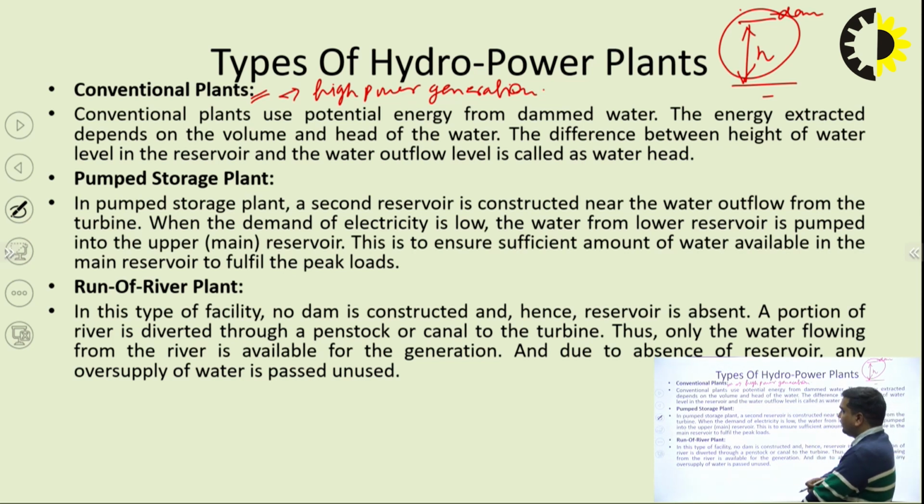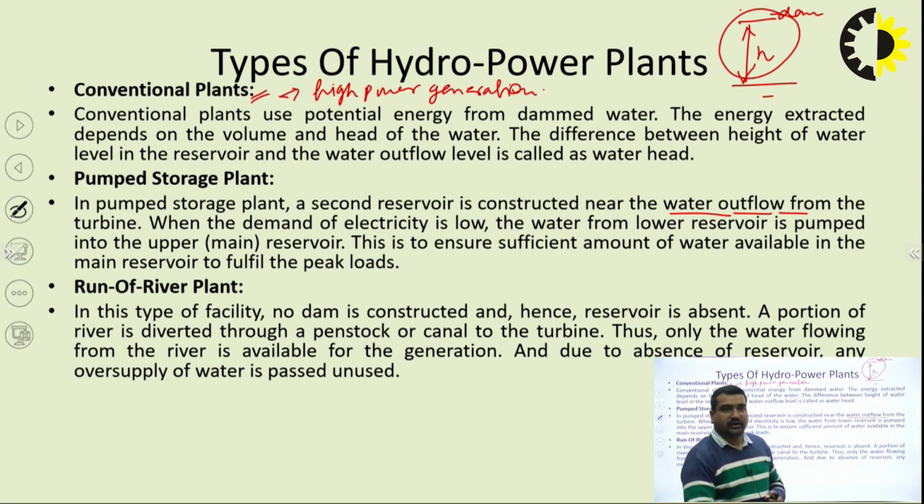Next comes the pumped storage plant. As the name makes clear, it is a pumped storage plant. In a pumped storage plant, a second reservoir is constructed near the water outflow, meaning after the water passes through the turbine, it is stored somewhere near the outflow. Then in this plant, we have an extra reservoir to store the water.